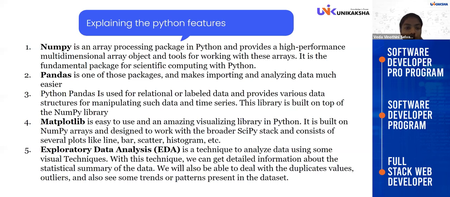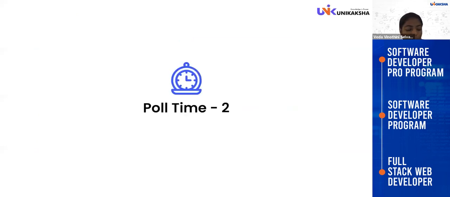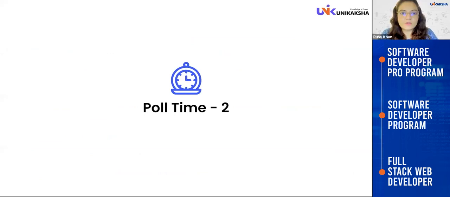Okay, right? Now let's go for the poll time. Yes, so here we have another poll on the screen. The question is, what will you get from EDA? The options are NumPy, cost, statistical summary, none of the above. You still have a few seconds to answer this question.